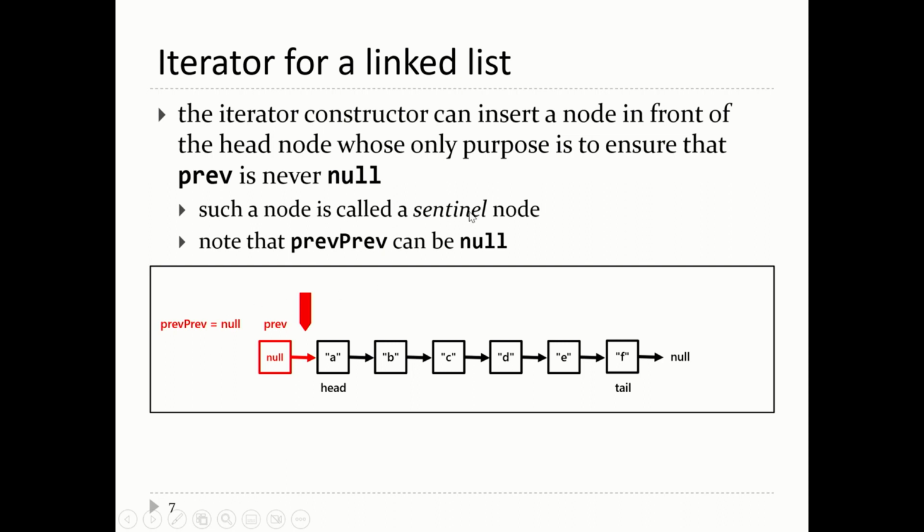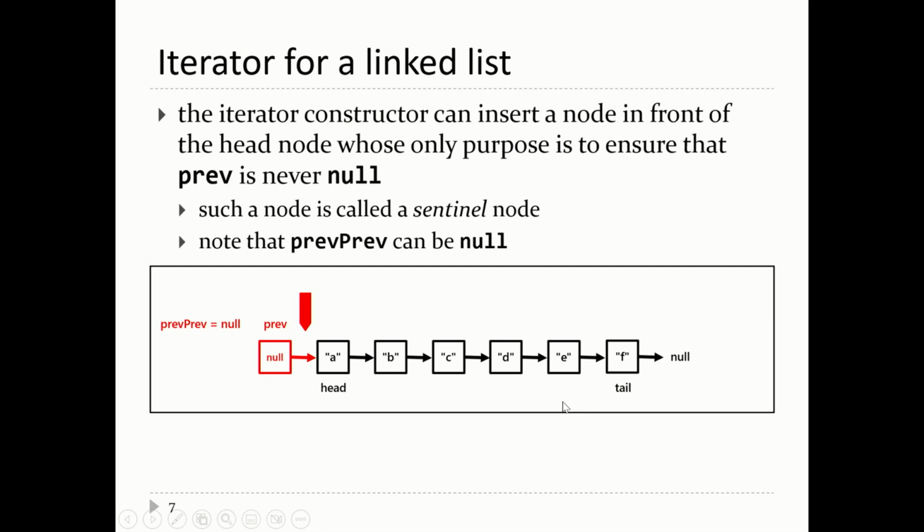Now this node's called a sentinel node. It's a node that sits in front of the head node, and its purpose is to ensure that there's always a node in the list itself. You can also stick a sentinel node at the end so that there's always a tail node of the list. If the tail node and the head node are both null, or sorry, if the elements they're storing are both null, you have an empty list.